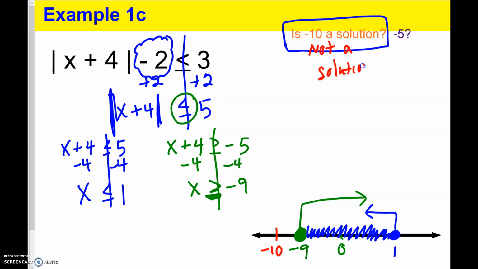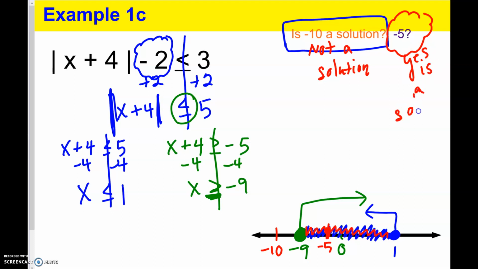Okay, then we have a second question over here, and they want to know, is negative 5 a solution? So if I go in here and I put negative 5 on my number line, is negative 5 part of that region that is shaded? Yes, it is. So yes, this is a solution.